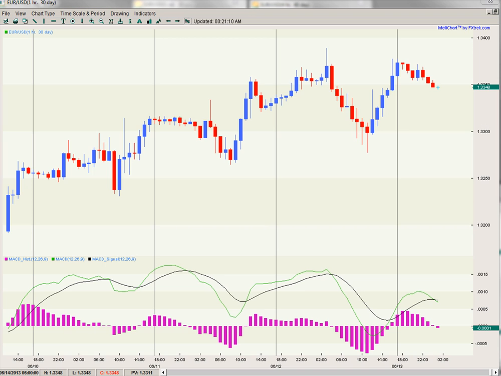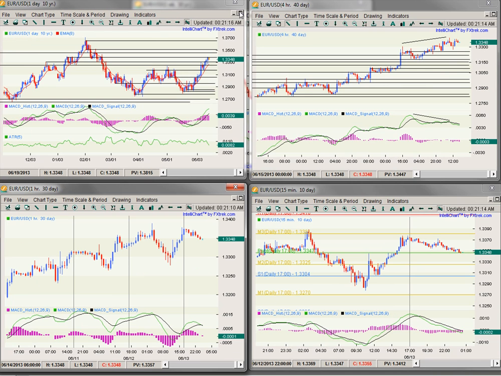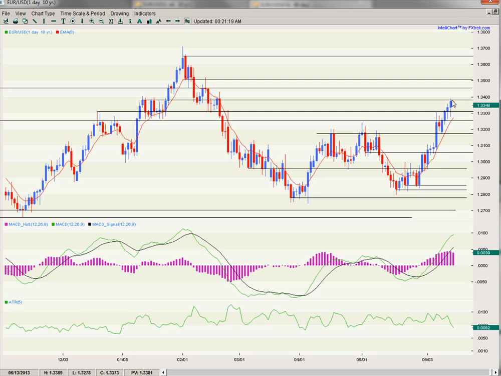Now I've got to tell you this. I am watching this level up here very carefully on the daily chart, and I'll tell you why. This could be a top in here right now. We've hit this level. I use these support and resistance lines. If you don't like to use them, don't use them.